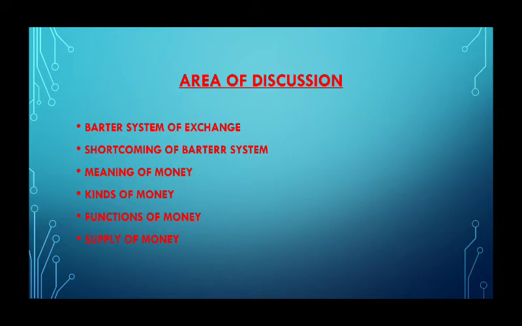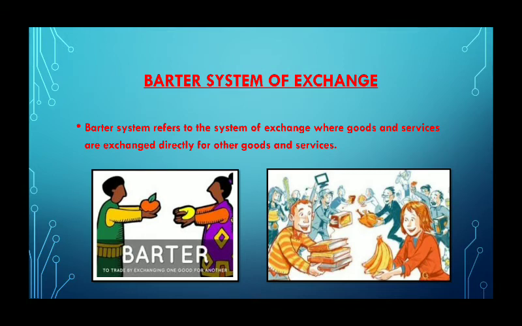Then we'll move on to the meaning of money and what are the different kinds of money. We'll continue with the functions of money, which is primary function, secondary function, and contingent function. All different types of functions of money we will discuss in detail, and this is the most important part of the chapter as well. And lastly, we'll conclude our chapter with money supply and different measures of supply of money. So let's start with the very first subtopic, which is barter system of exchange.